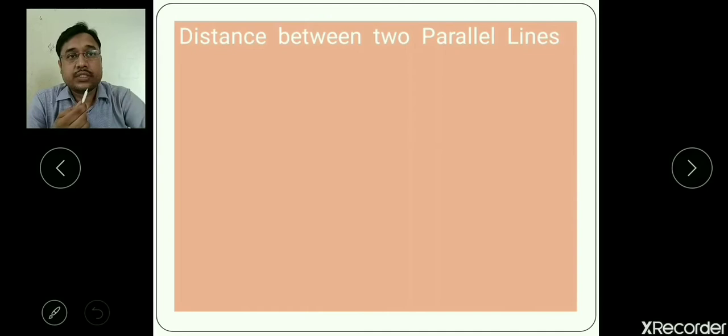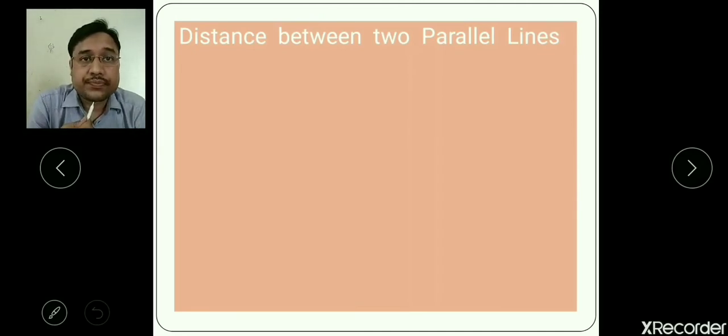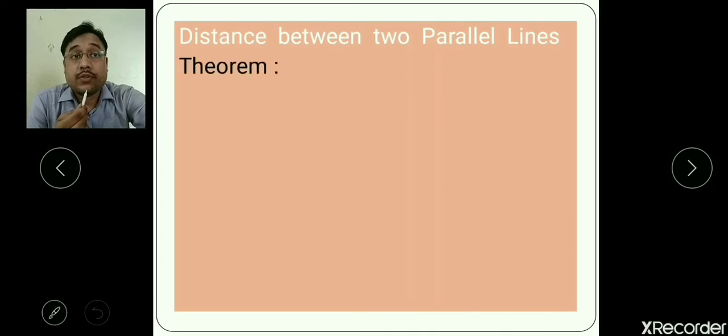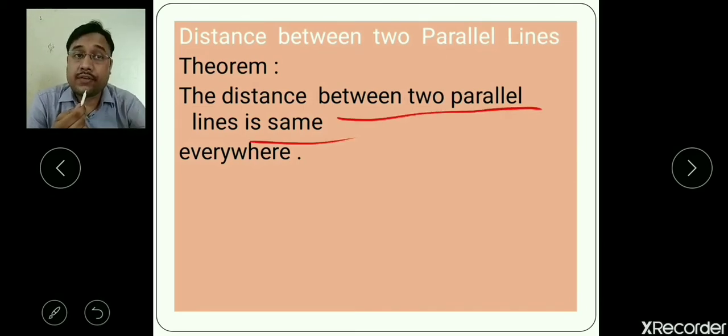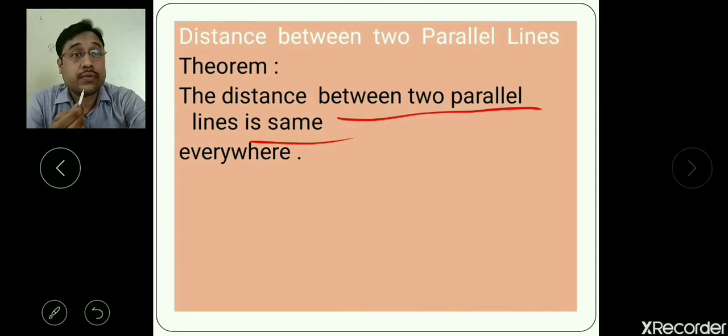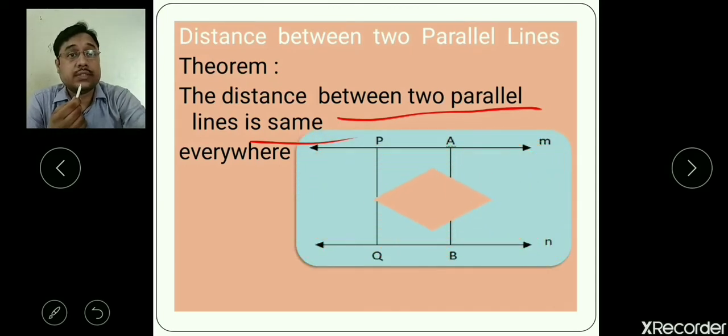Next, distance between two parallel lines. This is also a very important and interesting point, that the distance between two parallel lines is always the same, students, always the same. This is a theorem also, that the distance between two parallel lines is the same everywhere. Everywhere it is the same only. Okay, let us see this.